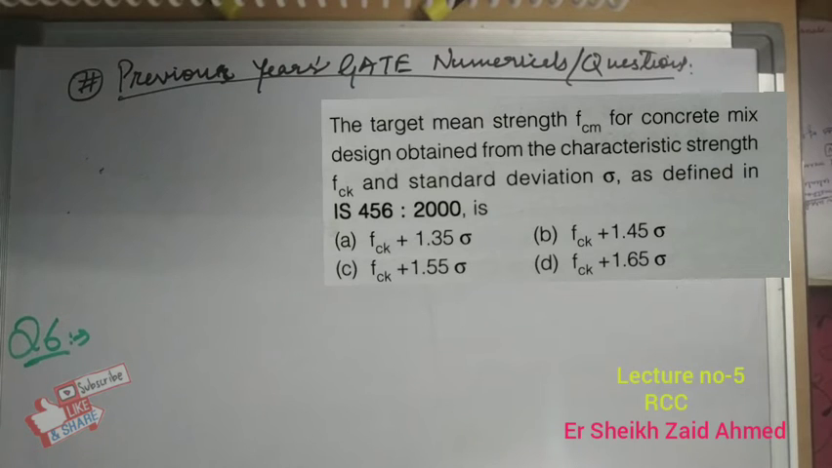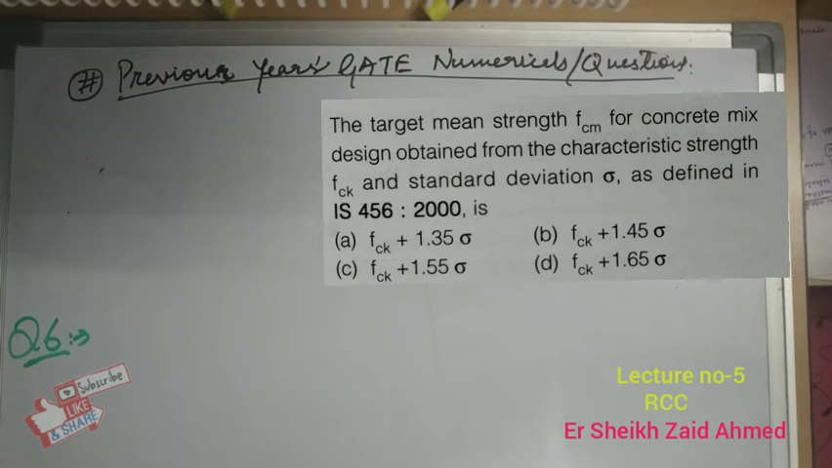FCK and standard deviation sigma as defined in IS 456-2000 is, option 1 is FCK plus 1.35 sigma, second option is FCK plus 1.45 sigma, third option is FCK plus 1.55 sigma, and last option is FCK plus 1.65 sigma. This question came in GATE 2014 in set 2 and it was a 1 mark question.